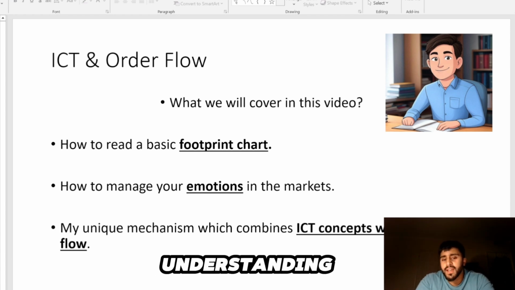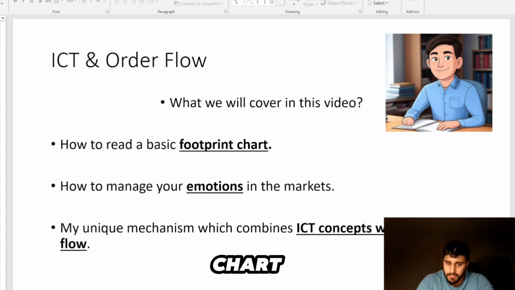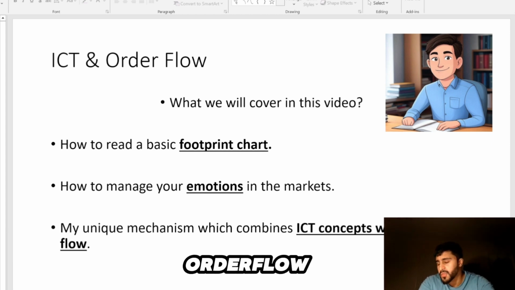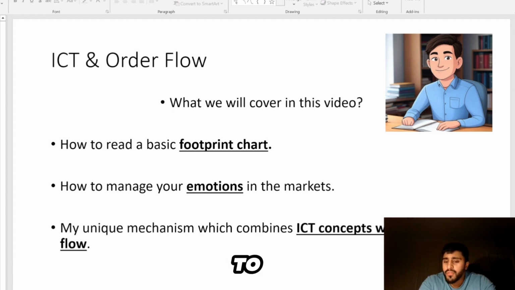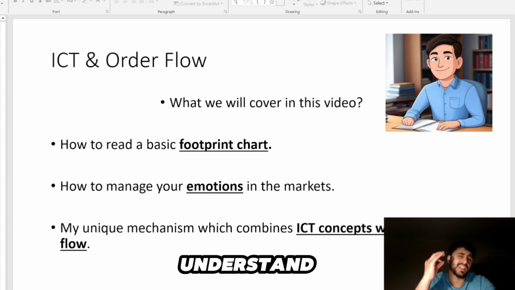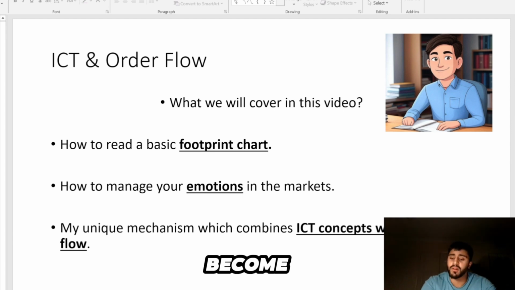So we're going to be understanding how to read a basic footprint chart, how to manage your emotions in the market, and my unique mechanism which combines ICT concepts with order flow. So when I say ICT concepts, I'm really referring to fair value gaps, because fair value gaps are the most important thing. Later on in this video, I'm going to show you exactly why they are the only thing you need to become profitable. Things like liquidity, power of three, all those things are kind of secondary, but if you can understand ICT and order flow, you can become the greatest trader you can possibly become, right?